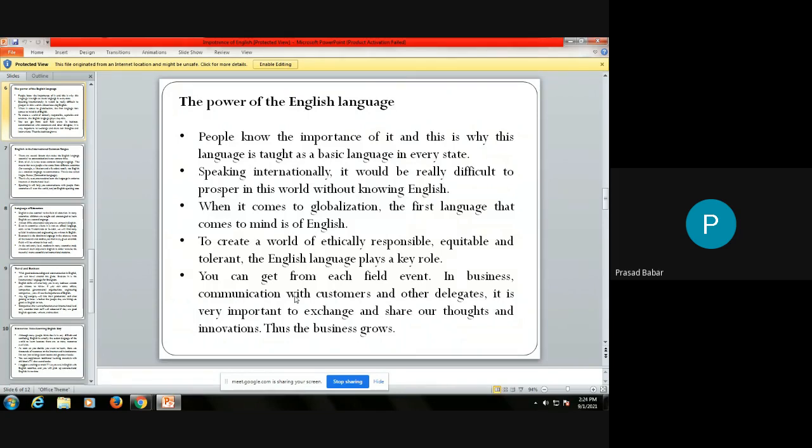Speaking internationally, it would be really difficult to prosper in this world without knowing English. It is also a correct point.